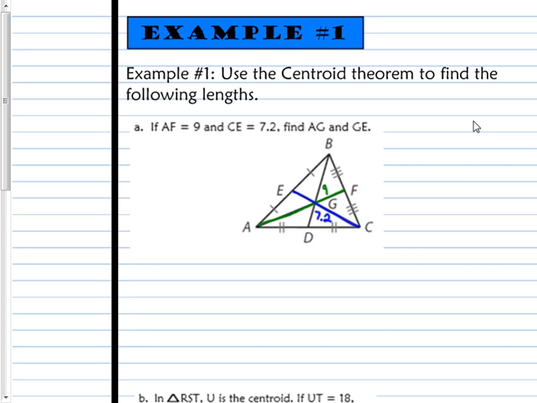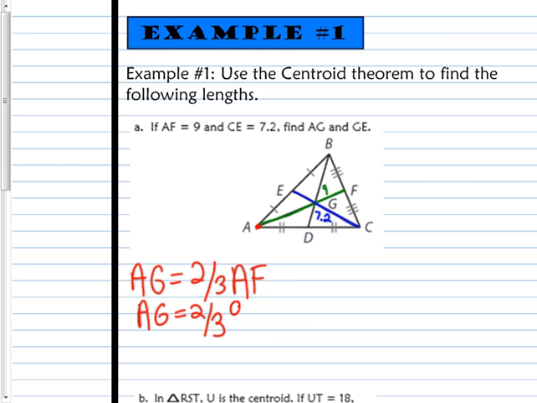So here is AF, it's my whole green line, but I only need to know AG. So AG is 2/3 of the distance of AF, because I'm starting at the vertex. Okay, so A to G, AG is 2/3 of the way of AF. So AG is 2/3 of, what's AF? 9. So AG is 18 over 3, which is 6. So AG is 6. Okay, I want you to try to find GE. I'll set it up, and then you're going to solve.